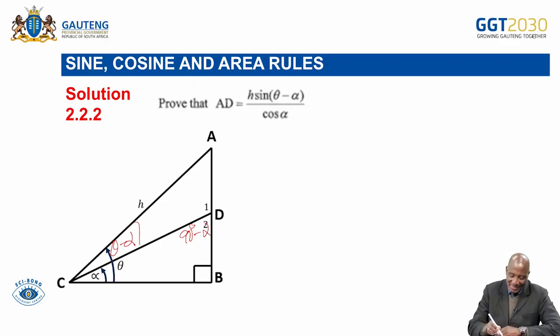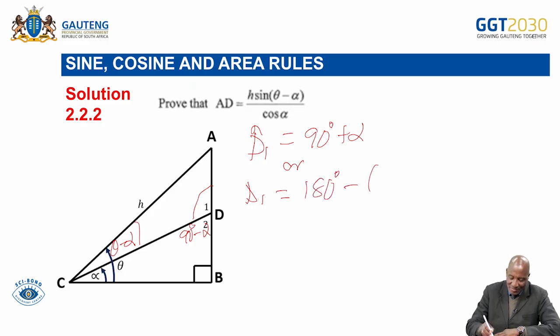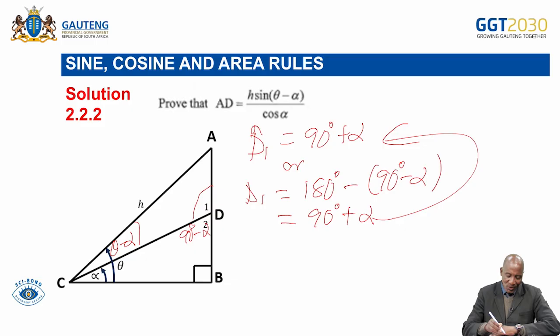Alternatively, D1 is equal to the sum of the opposite interior angles. It's an exterior angle of triangle BCD. So it's going to be 90 degrees plus alpha. Another learner could have said D1 equals the sum of angles on a straight line, 180 degrees minus 90 degrees minus alpha, which is the angle at D2. Then you simplify, you get your 90 degrees plus alpha. It wouldn't affect you. So we know this angle here is 90 degrees plus alpha.